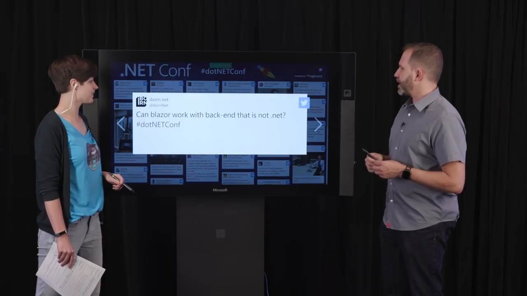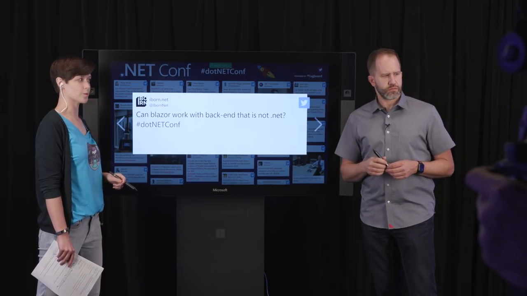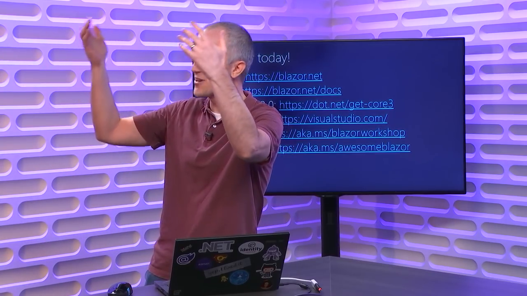Can Blazor work with backends that are not .NET? Absolutely. If you have a Blazor WebAssembly app, it is just a bunch of static files. You can host it on GitHub Pages. You could put it on Azure Static Site Hosting and have whatever you want on the server. It could be Java on the server. It could be Python. It could be a fast typing monkey. It doesn't really matter because it's just a bunch of static files that are going to be downloaded into the browser and run client side.